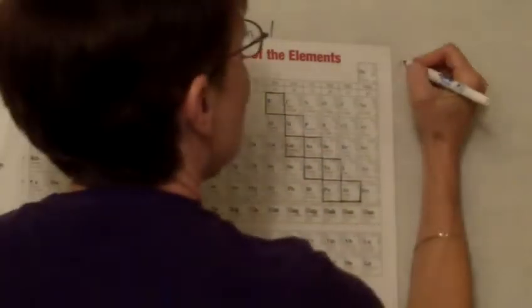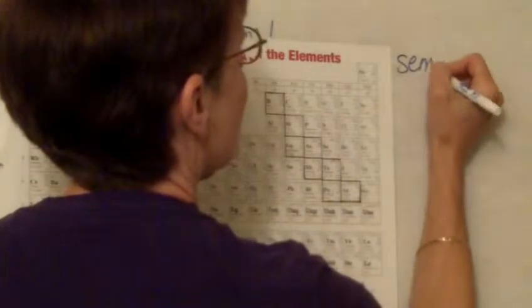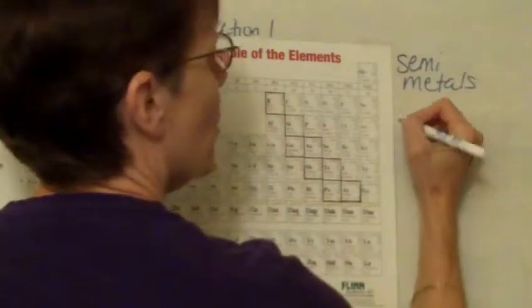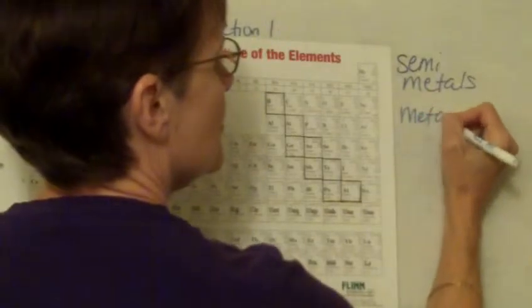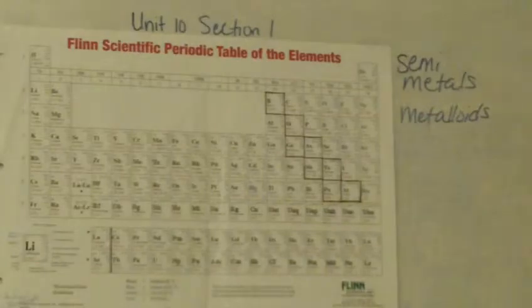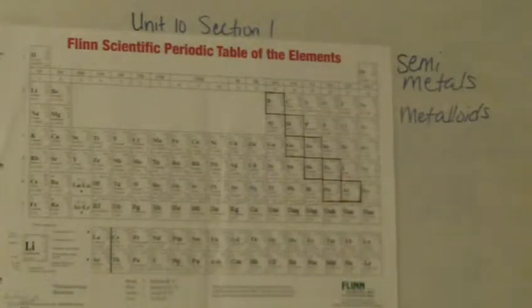This area in here is called semi-metals, or metalloids. Semi-metals or metalloids. And those have some metallic character, but they're not really metals. They don't have all the metallic character that the rest of the metals have. So let's talk for a minute about what we mean by metallic character.